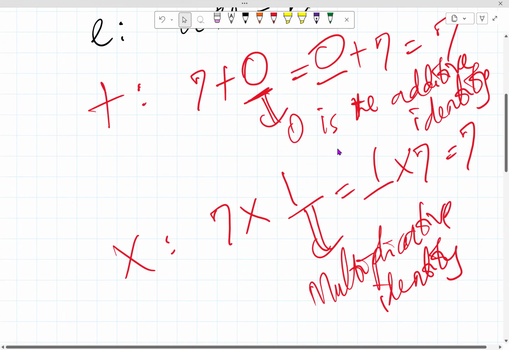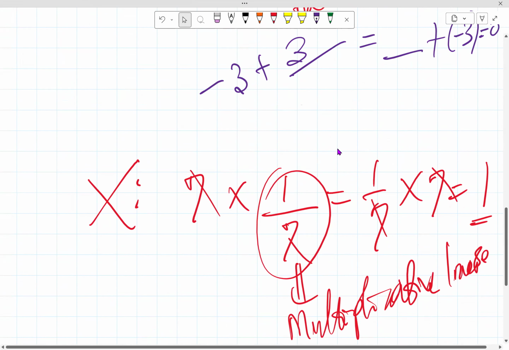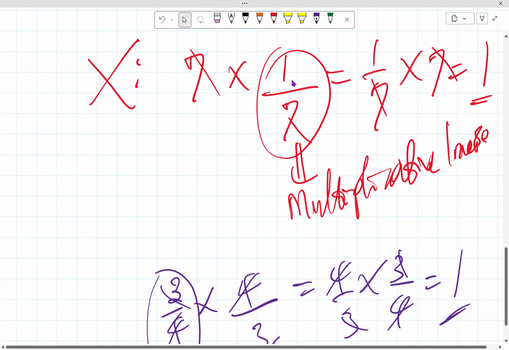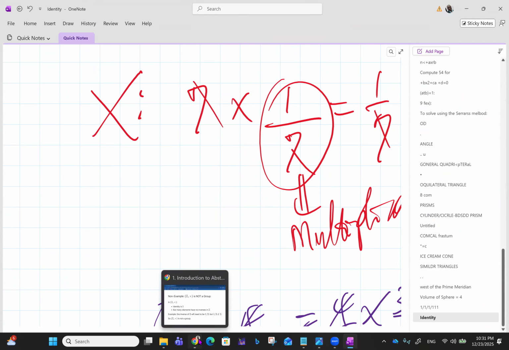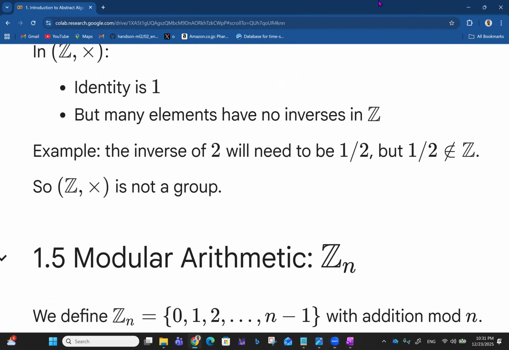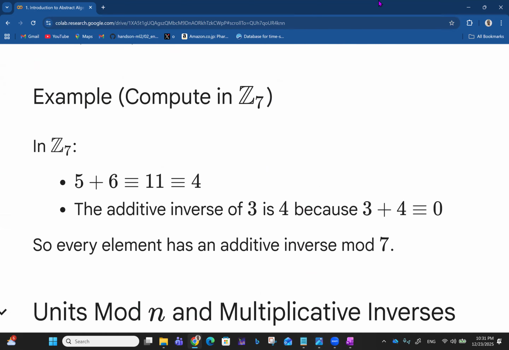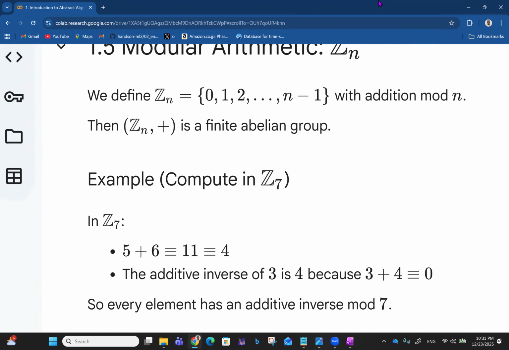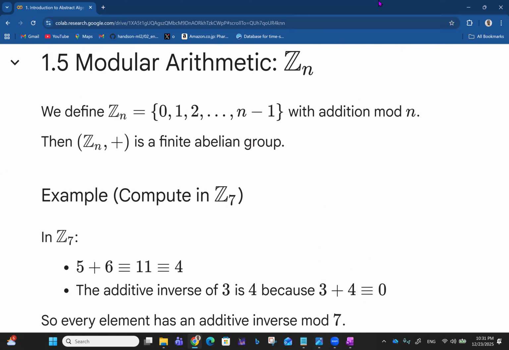What I explained here, of course, is not a group. I was just talking about the concept of identity and inverse generally. But for a group, all these conditions have to hold before you can say that a particular set and its binary operation form a group. So let's go on to talk about modular arithmetic for Z sub n. Don't forget Z is talking about integers, right?